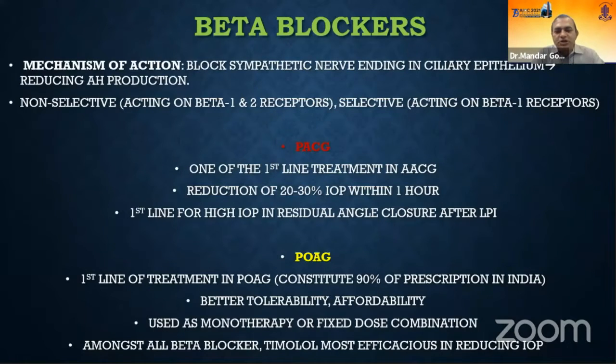In angle closure, it is one of the first line treatments, particularly in the acute stage as well as in the chronic type of glaucoma, angle closure glaucoma. And the reduction of 20 to 30% of IOP is possible within 1 hour. In the open angle type, it is again the first line of treatment, constitutes about 90% of the prescriptions in India. It has better tolerability and affordability, and it is used as a monotherapy or as a fixed dose combination.